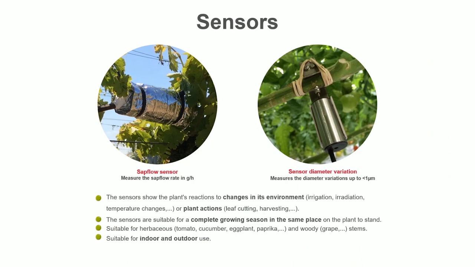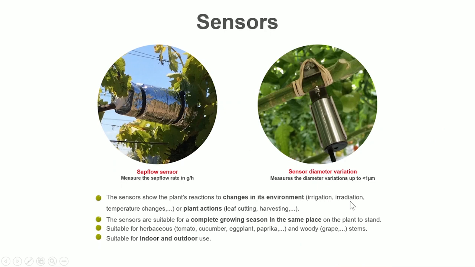So these sensors show changes in the environment. Every action has a sort of influence on the plant that we can't measure at the moment it happens, but we try to visualize it and show the grower, okay, you do this in the greenhouse and this is the effect. And later we're going to show some base examples that will explain what they do. Also, plant actions such as pruning and harvesting have an influence on the plant that we can't really see, but we monitor in real time, and like that we can visualize it again. So these sensors are suitable for a growing season.